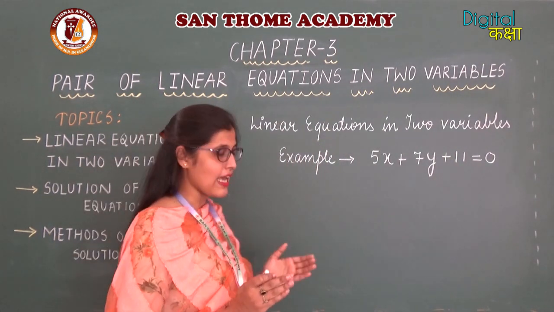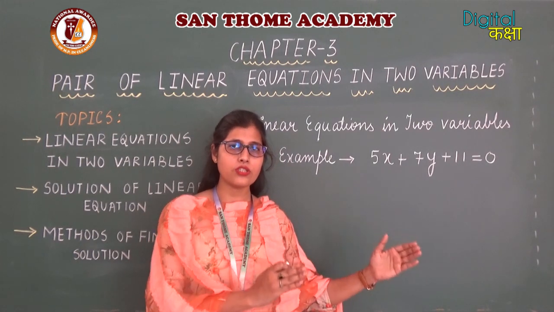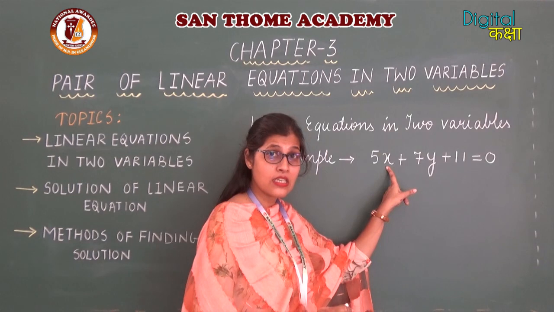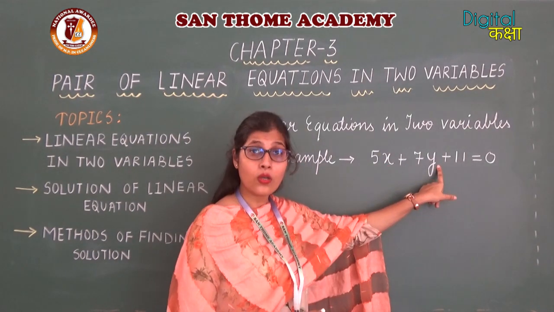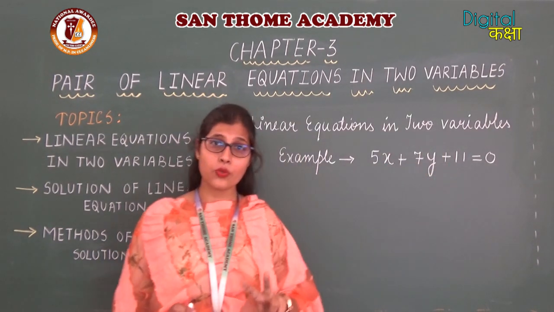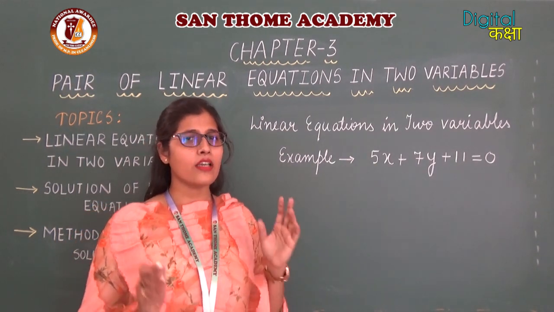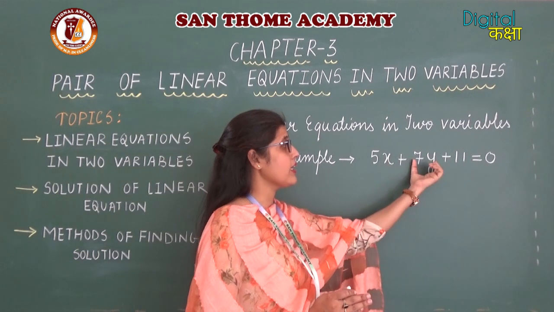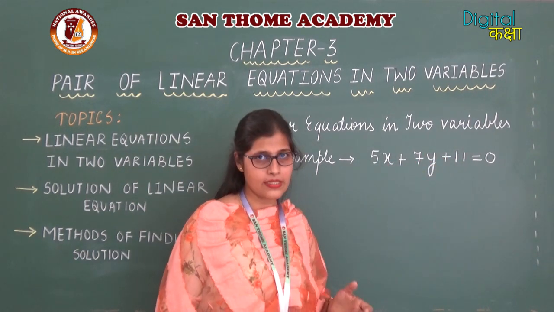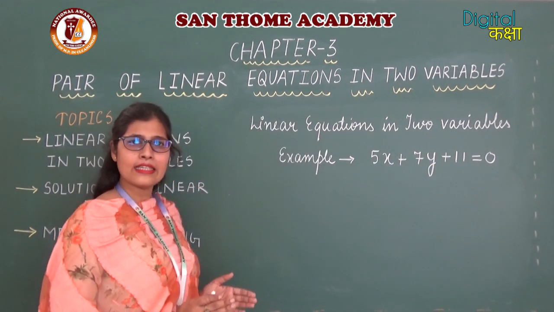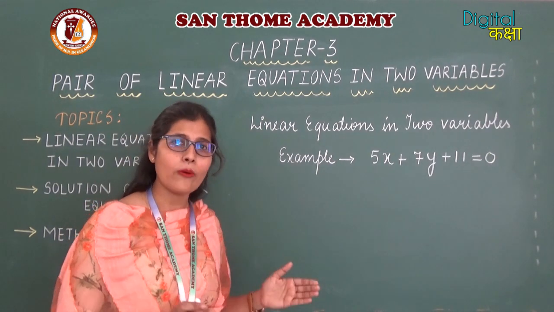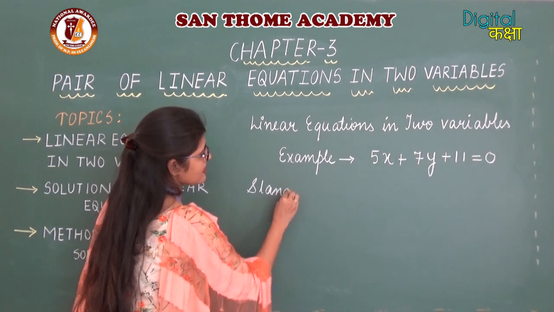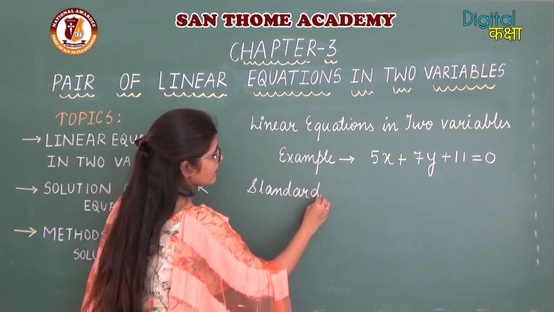Why we are calling it as linear equation in two variables? Because we are having the variable x and the variable y over here. Since we are using two variables, therefore it is called as linear equation in two variables. So now from this, can I write the standard form of linear equation in two variables? So let us write the standard form.